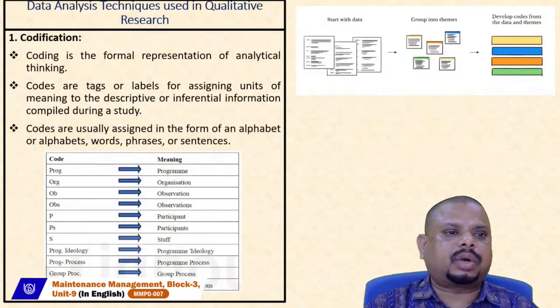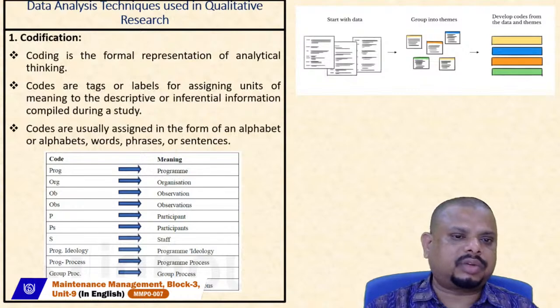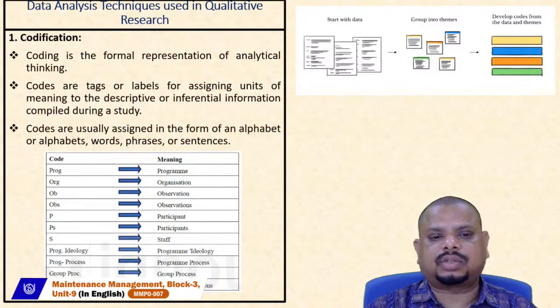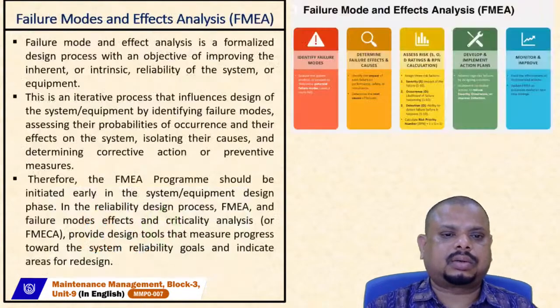In the next part, we understand the codification of data, with reference to data analysis techniques used in qualitative research. That means we use different kinds of tags and labels, assigning them to units of meaning or description with reference to statistical information compared during the studies. In codification, we use alphabets, words, phrases, and sentences.